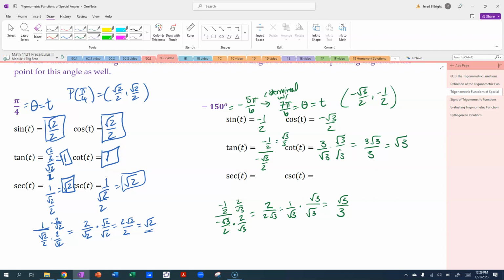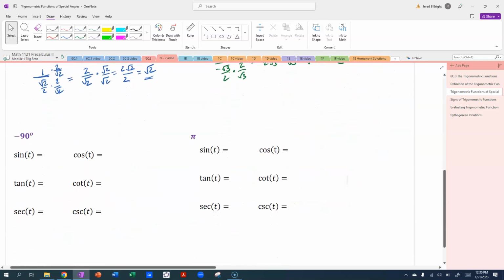Then secant and cosecant. Secant is the reciprocal of cosine, so 2 over negative root 3, which becomes negative 2 root 3 over 3. Cosecant would be the reciprocal of negative 1/2, which is negative 2 over 1, better known as negative 2. So here are my answers for this angle. Negative 150 degrees: again, convert it to radians and work with that.